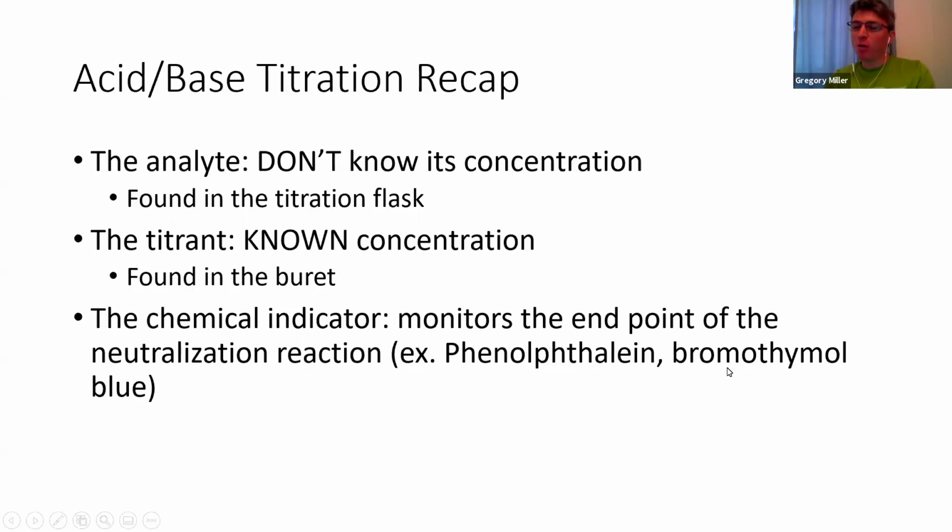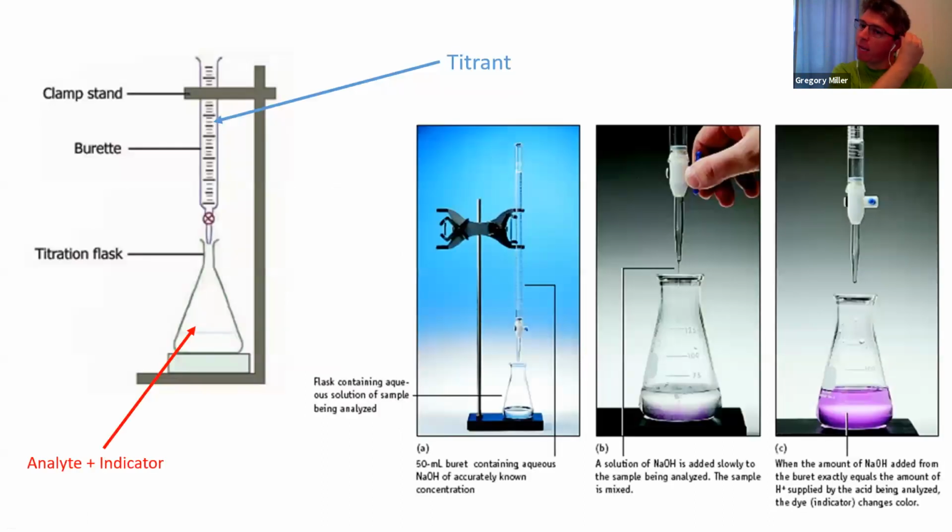Another one that we could use is called bromothymol blue. Phenolphthalein goes clear to pink. Bromothymol blue usually turns between yellow and blue. And the choice of indicator really depends on what pH you want your endpoint to be near, or where you expect it to be near. Different indicators will change colors at different pH ranges.